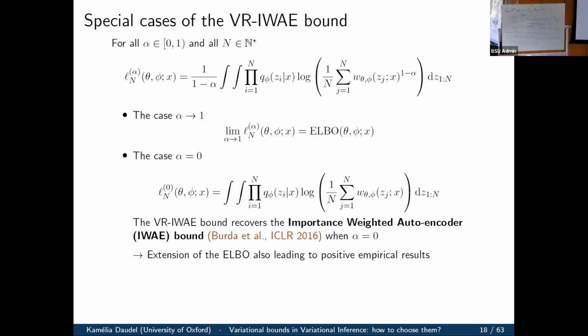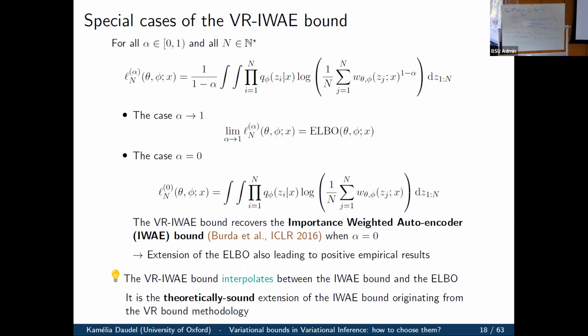Okay, so this bound, just a bit of background knowledge, but not too much to be honest, is an extension of the evidence lower bound. If you take n equals 1 in there, this is the evidence lower bound, which was shown to lead to positive empirical results. So what we're doing here is connecting different literatures while having the same goal in mind, trying to improve over the evidence lower bound.